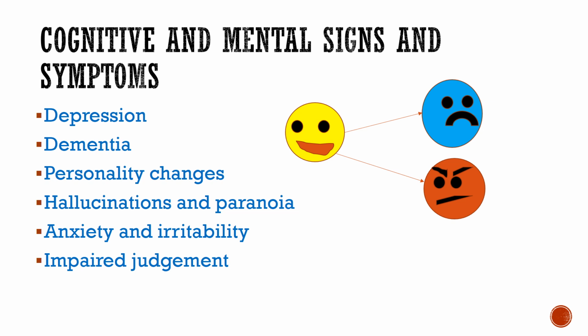Besides depression, people with Huntington's disease can develop dementia. Since their brain is atrophying and neurons are dying off, they will have trouble with their memory and learning processes.